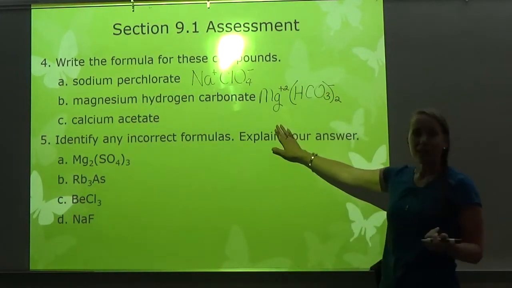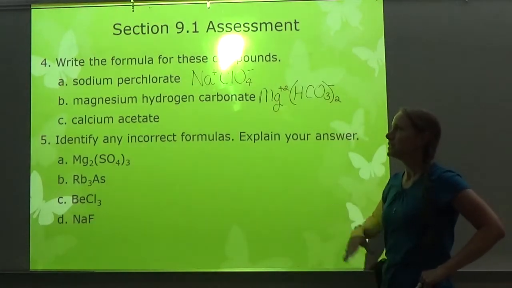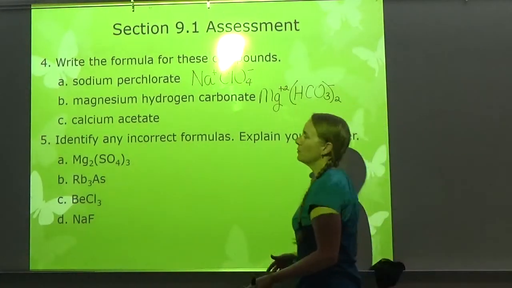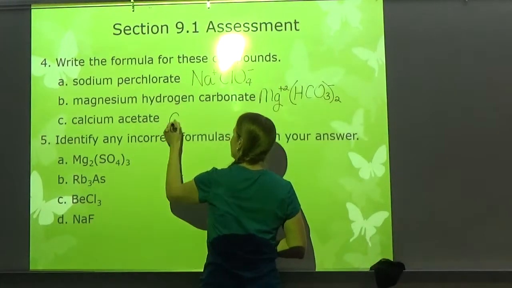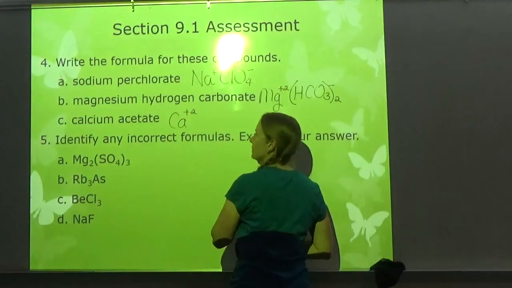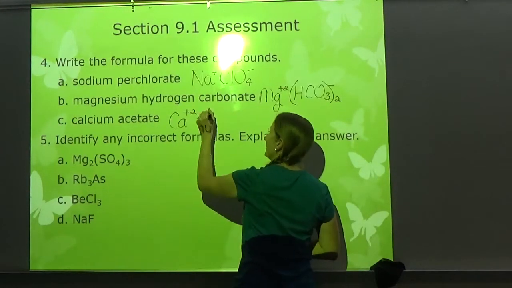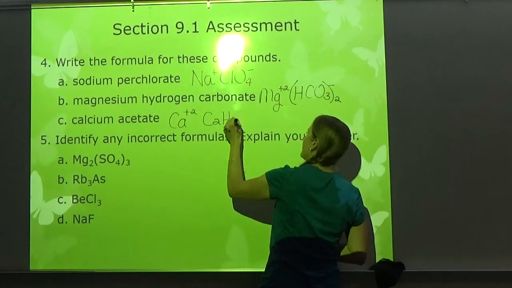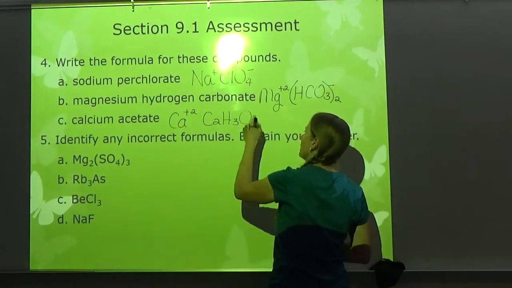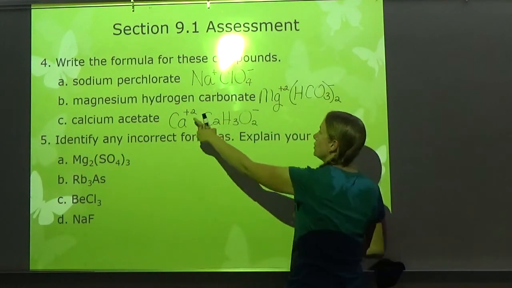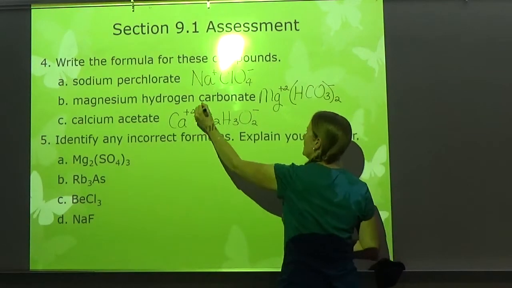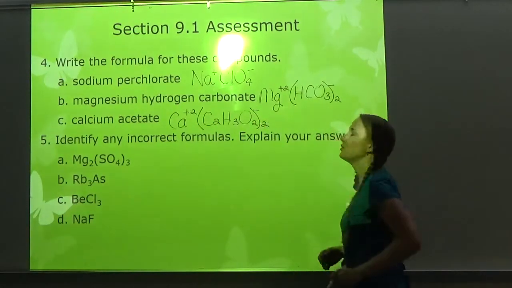Alright, next one, calcium acetate. I think I actually had this one previously in my PowerPoint. Oh well, we'll do it again. So calcium is Ca, it's in group 2, so it has a positive 2 charge. Acetate is on your polyatomic ion sheet. It's C2H3O2 negative 1. So I need to cross the 2, but since this is a polyatomic ion, I need to put it in parentheses.